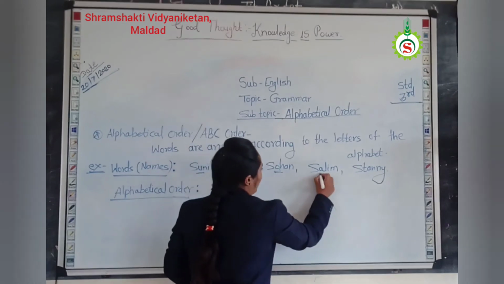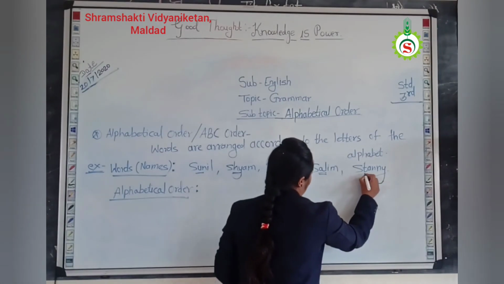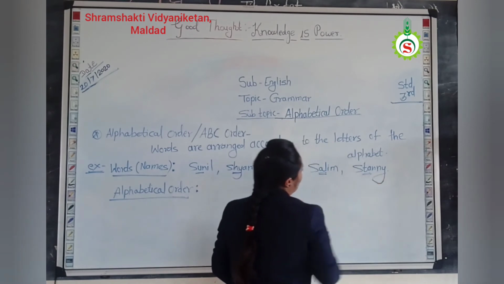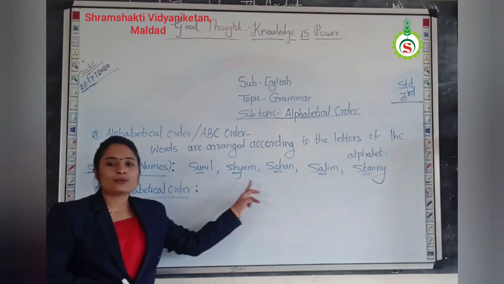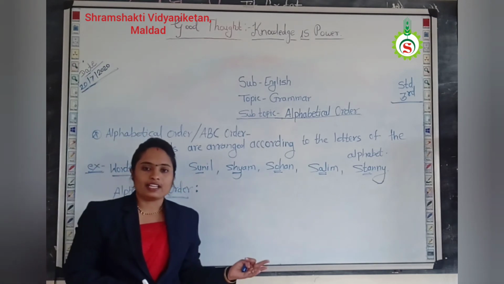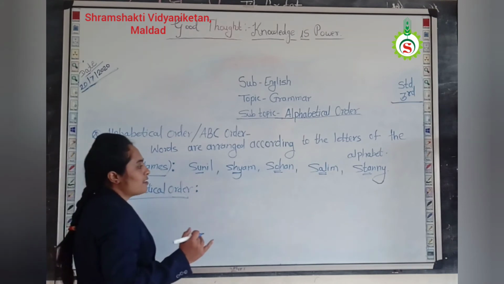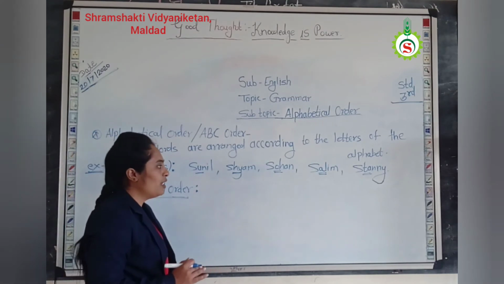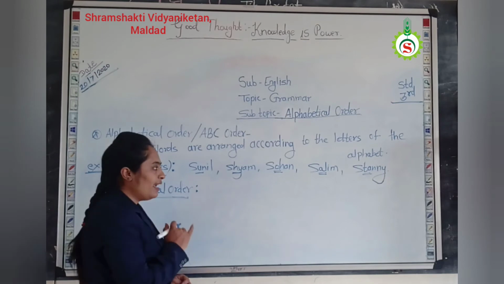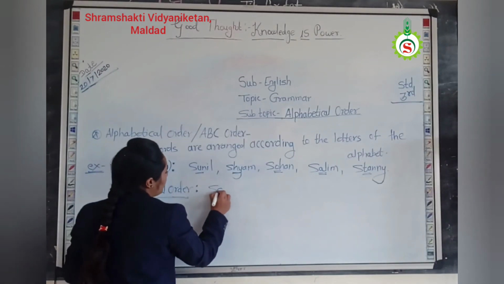Then A. A is the second letter of a word. Then T. So you must look at the second letter of the word. So now we will arrange them in alphabetical order. Which word has A as the second letter? Salim. So we write the word Salim first.